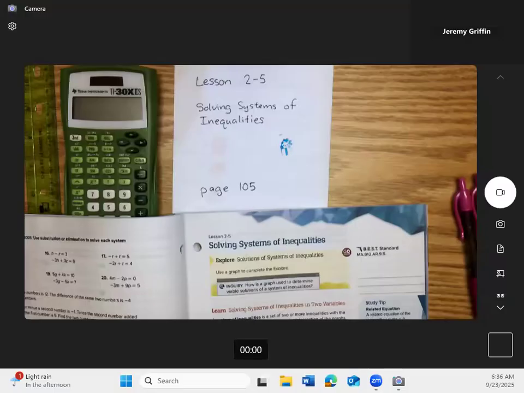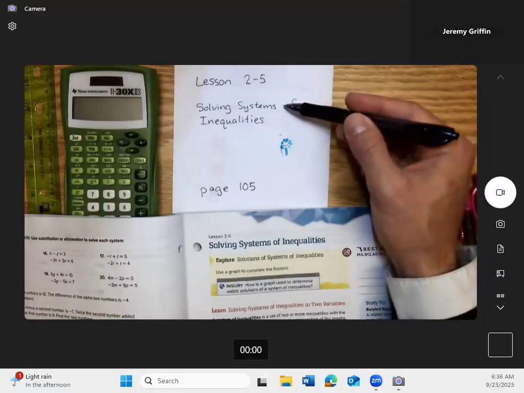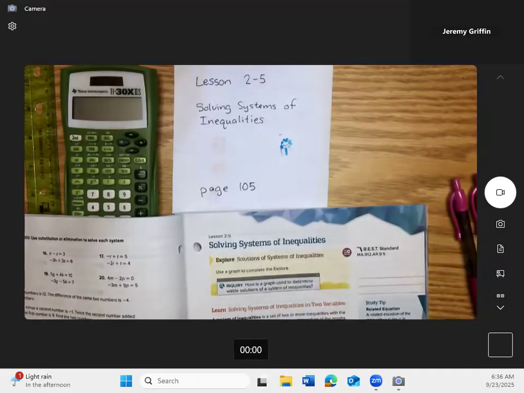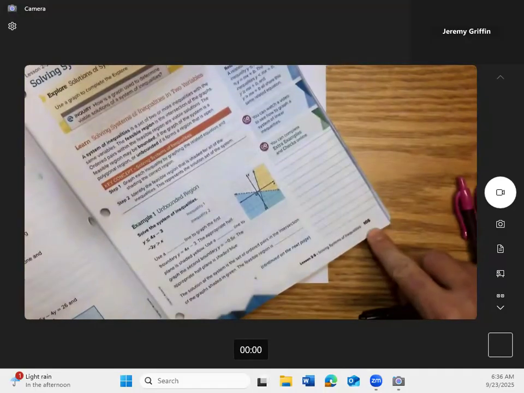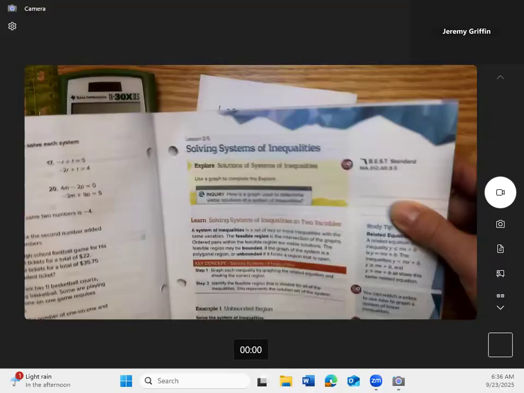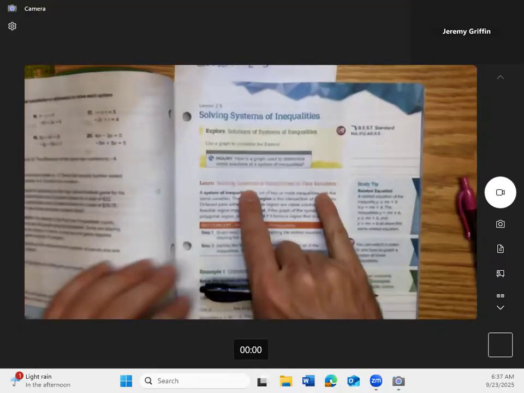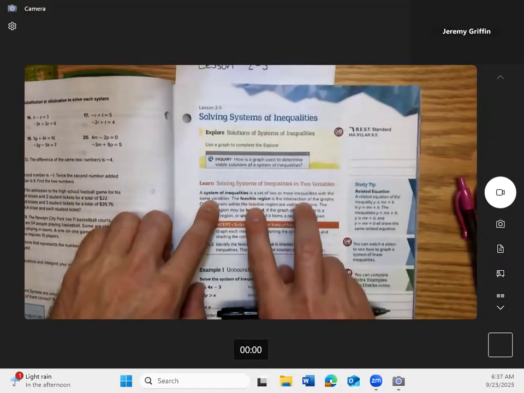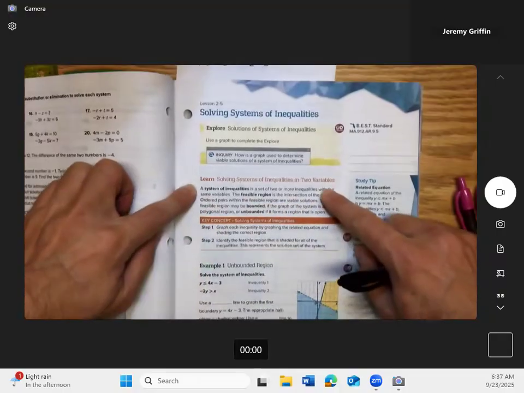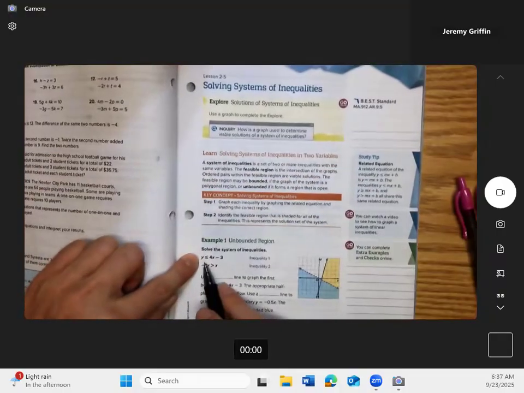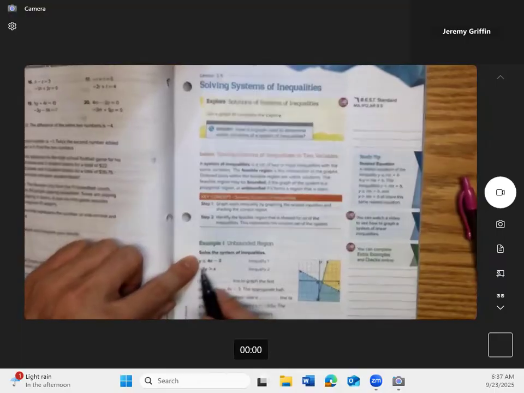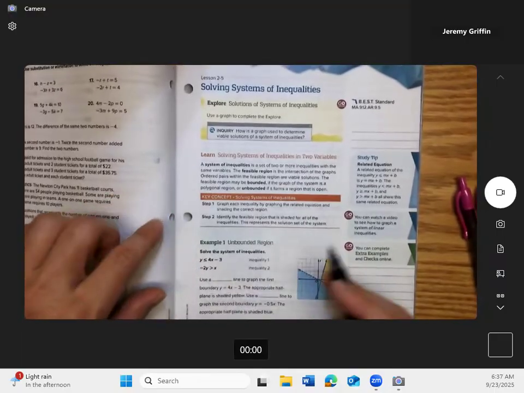Lesson 2-5, Solving Systems of Inequalities. This is on page 105 in your book, 105. There we go. All right, so solving systems of inequalities in two variables. So you guys know what an inequality is. It's where you have this inequality sign, so it can be less than, greater than, less than or equal to, greater than or equal to, maybe.